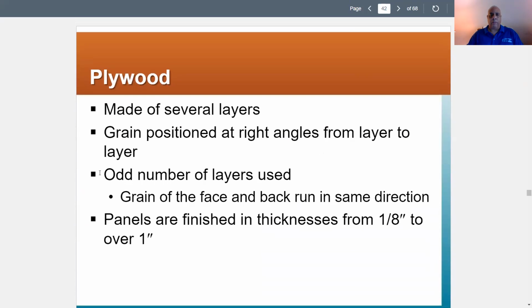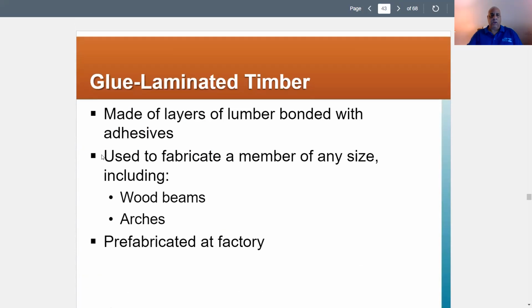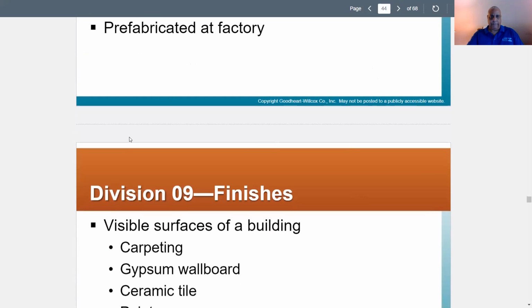And you got plywood made of several layers. Grain is positioned at right angles from layer to layer, and you have odd number of layers used, grain of the face and back run in the same direction. Panels are finished in thickness from 1/8 inch to over 1 inch. Your glue laminated timber, made of layers of lumber bonded with adhesives, used to fabricate a member of any size, including wood beams and arches. It's basically prefabricated at a factory.